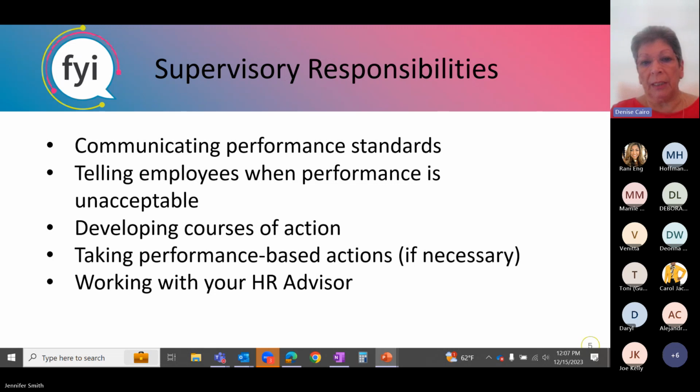If performance is unacceptable, supervisors have a responsibility to set a course of action so the employee can reach an acceptable level of performance. However, if that doesn't happen, they have to be prepared to take performance-based actions if necessary. And it's very important for supervisors to work with their HR advisors, especially when the performance is not meeting the minimum levels. Okay, next, please.